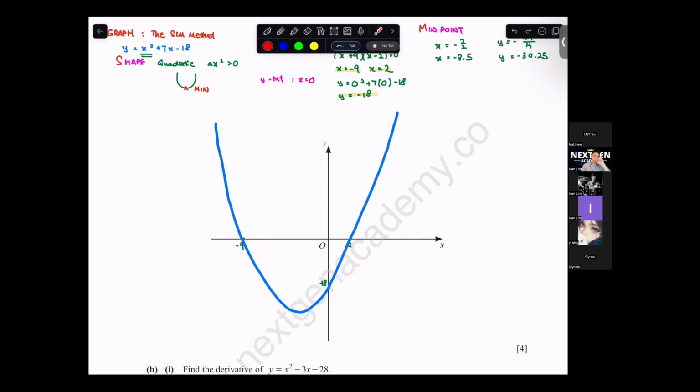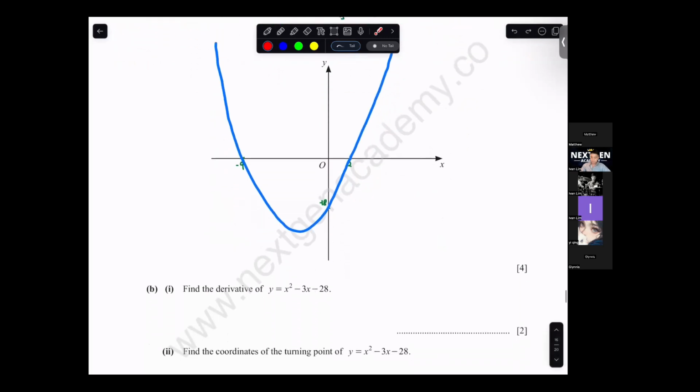So what type of graph do you all need to know? Straight line graph, quadratic, cubic also you all need to know. Do you all know how to draw cubic? We'll come across some of it later on. Okay, let's go to question B1.